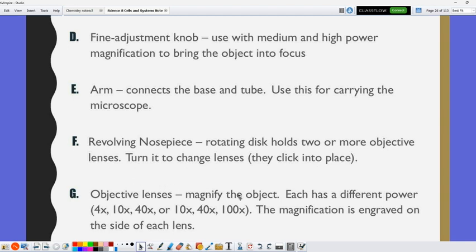The objective lenses magnify the object. They have different powers. Usually the ones we have are 4, 10, and 40, but there are more powerful microscopes, like this one with 100 times, and then your eyepiece is usually 10 times, which gives you a magnification of 1,000. But for junior high, we use 4 times 10, 40, 100, and 400. And the magnification is written on the side of each of the lenses.